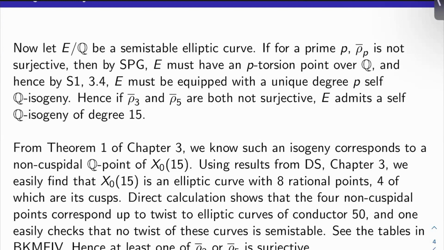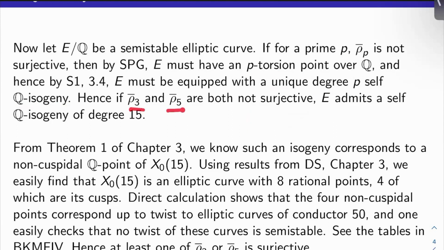Let's use this. So let E over Q be a semi-stable elliptic curve. If for a prime p, rho bar_p is not surjective, then by results found in Serre's Galois properties paper, E must have a p-torsion point that's actually defined over Q. And so by, for example, Silverman, results found in III.3.4, E has to be equipped with a unique degree p Q-isogeny. So a unique map from E to E defined over Q of degree p.